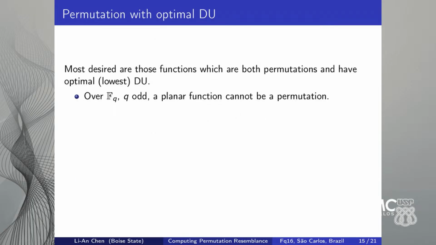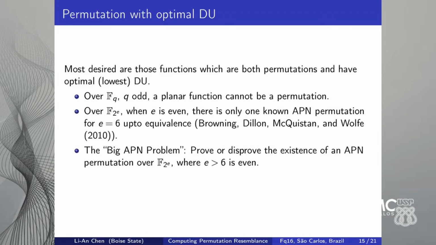We know that the most desired are those functions that are both permutations and have the lowest DU, but these functions are pretty rare. In odd characteristic, it's easy to show that a planar function can never be a permutation. And in even characteristic, we have this famous big APN problem: prove or disprove the existence of an APN permutation over F 2 to the e, where e greater than 6 is even. So the next one would be F 2 to the 8.